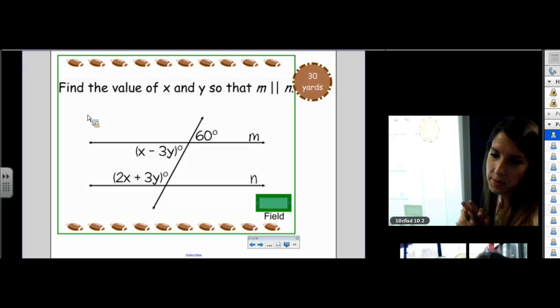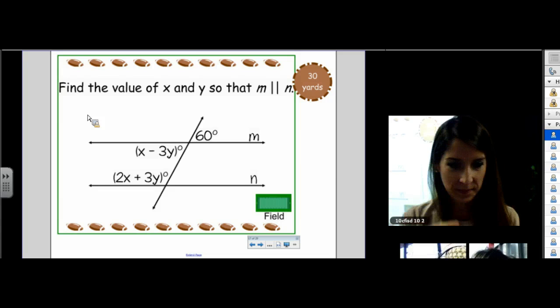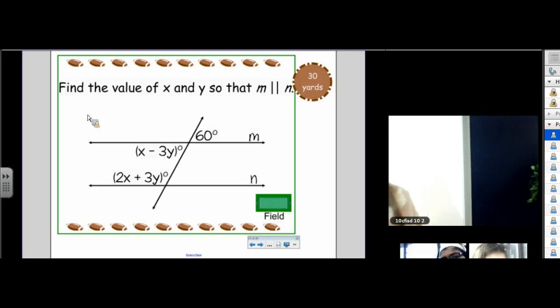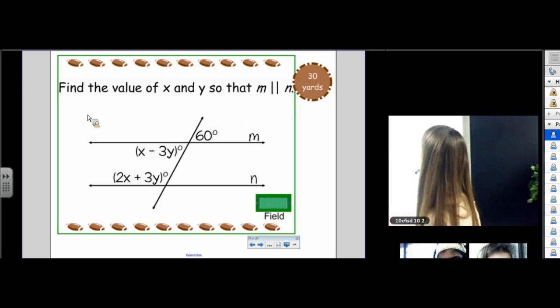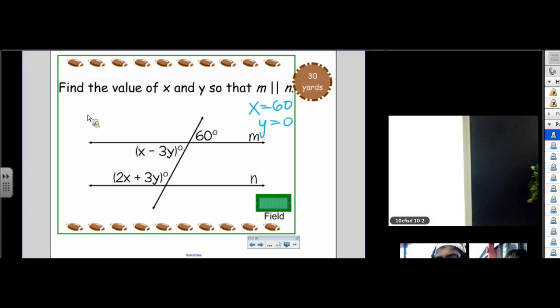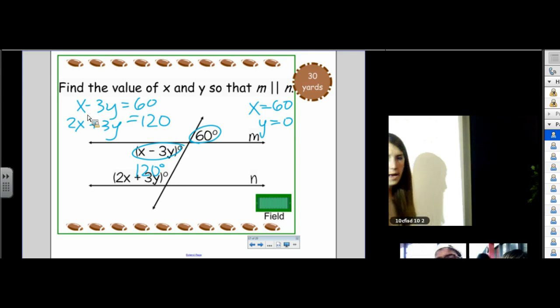Once again, same problem, different numbers. Find the values of X and Y so that M is parallel to N. Very nice. Okay, so it's another problem kind of similar to the last one, where X is 60, and Y ended up being 0 again. You would set X minus 3Y equal to 60 because they're vertical angles. And you would set 2X plus 3Y equal to not 60 but to 120 because it is same side interior with the other angle. And then you would add them together and your Y's would cancel.